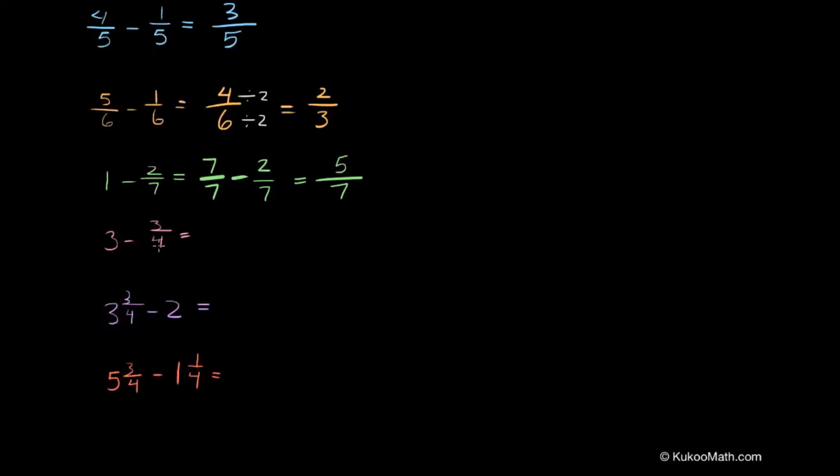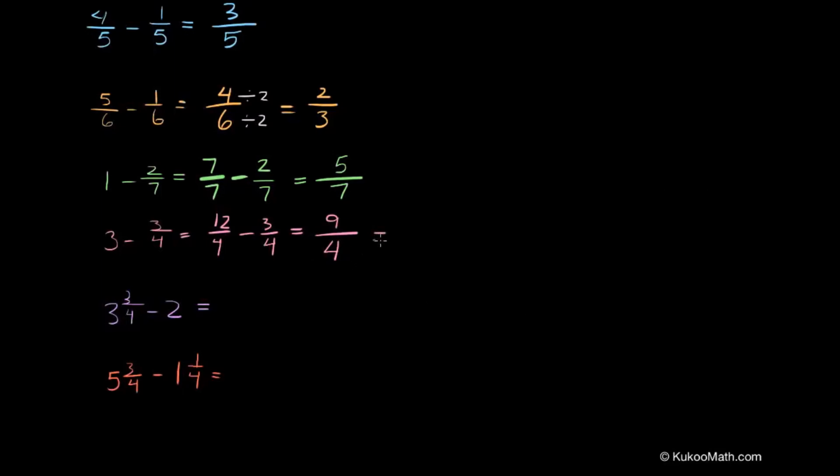3 minus 3/4. Let's rewrite 3 as a fraction with a denominator of 4. If 4 is the denominator, in order for this fraction to equal 3, the top has to be 12, because 12 divided by 4 is equal to 3. Then we rewrite minus 3/4, and when we subtract, we do 12 minus 3 is equal to 9, and then bring over the denominator. So our answer is 9/4.